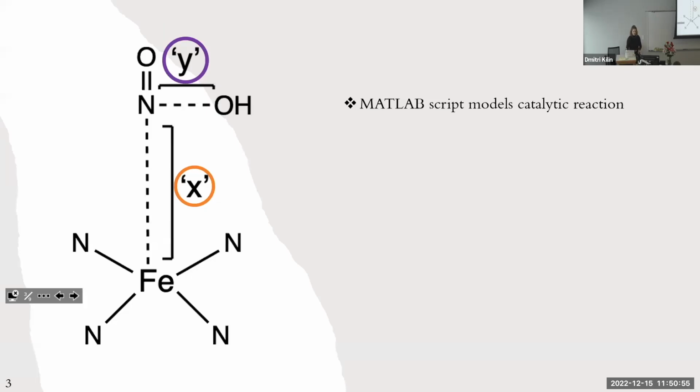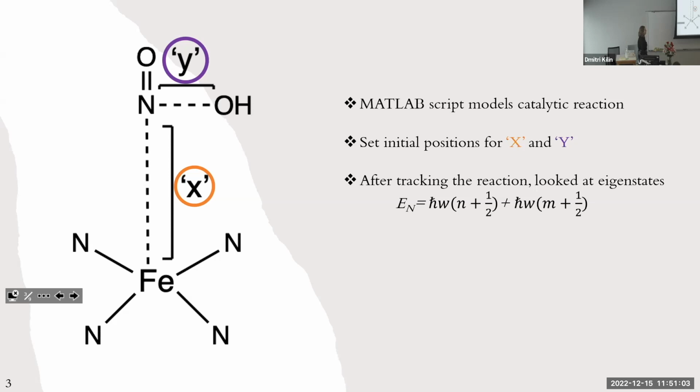So this is a closer look at the different distances that we're looking at. X and Y are labeled here. I had a MATLAB script that models the catalytic reaction, and I was able to not only follow the different distances and how they changed throughout the reaction, but also look at the eigenstates that it produced and the energies related to them. This is the energy corresponding to the eigenstates equation that I have here. N and M are quantum numbers for both degrees of freedom, X and Y.